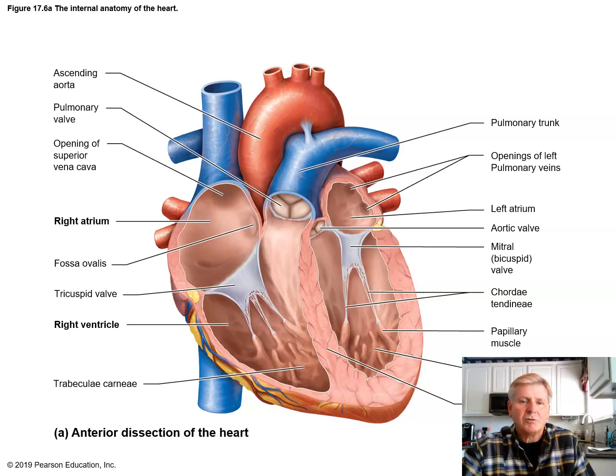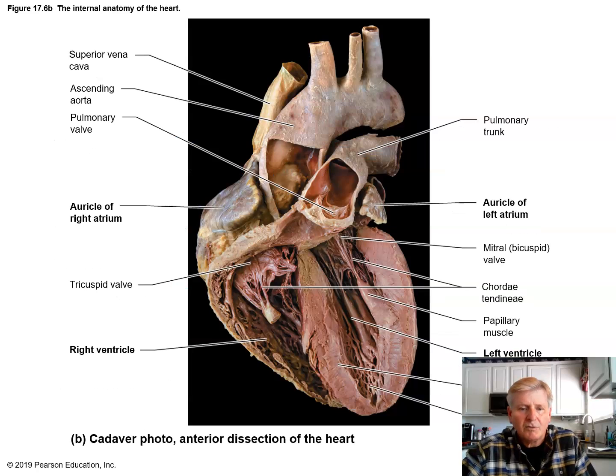Basically that's it. Here are your pulmonary veins and pulmonary arteries also that you can see. Anyway, that's an anterior dissection part. Okay, and this is a cadaver photo that shows you the papillary muscles. I'll put those in yellow. Here are your papillary muscles in your cadaver heart.